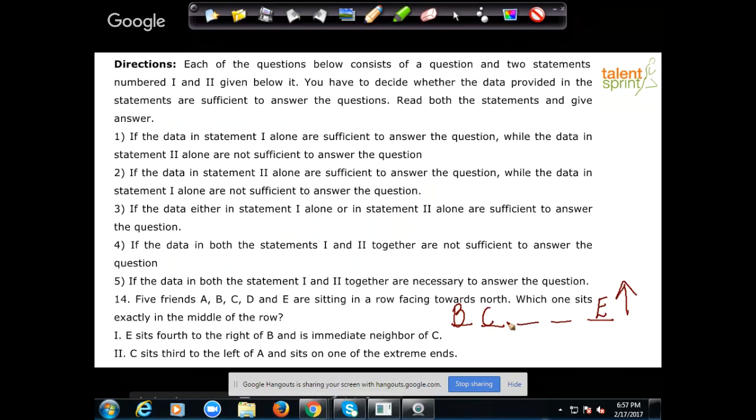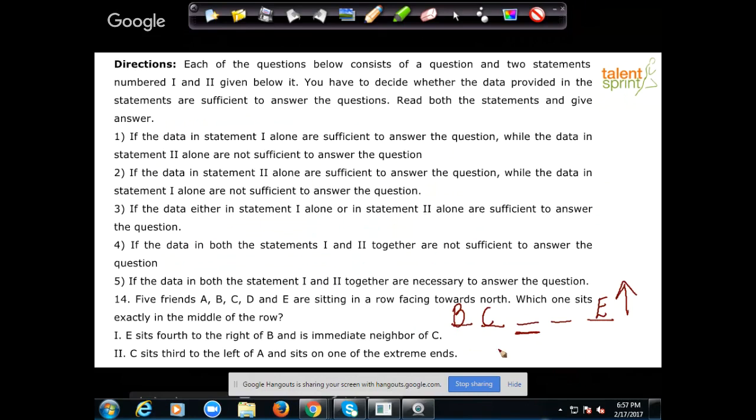Now, let us look at it here. They say which one sits exactly in the middle. The middle position here being 3. You can see after we have plotted what statement 1 has to say, we have not been able to identify who sits in the middle. Therefore, we know that statement 1 is definitely not sufficient to answer my question.